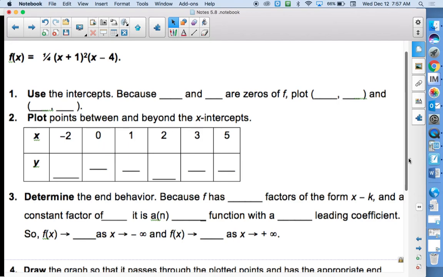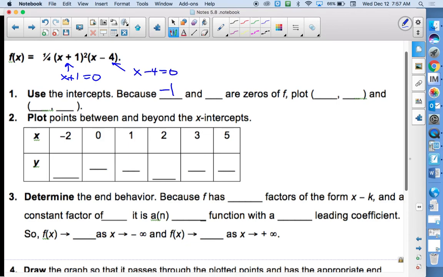Right, so we have a 0 by setting this equal to 0. We have a 0 at -1. By setting that one equal to 0, we have a 0 at 4. So those are zeros of the function. Therefore, we're going to plot the points -1, 0, and 4, 0.